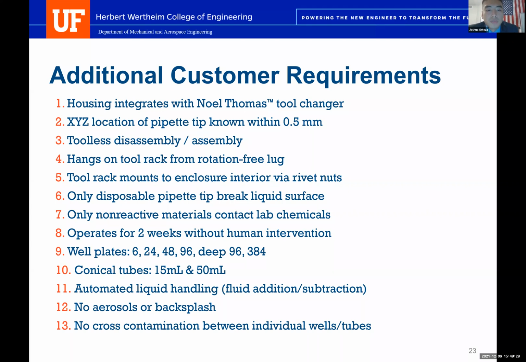The integration of our limit switch creates a reference point for the cylinder so it knows the distance to move to displace the required volume that allows for automatic addition and subtraction. There is no cross-contamination between the individual wells due to the use of disposable pipette tips. And we also created a backstop with the lead screw and the aluminum cylinder to prevent any liquid entering the plunger. And during testing, we did not observe any aerosols or backsplash.